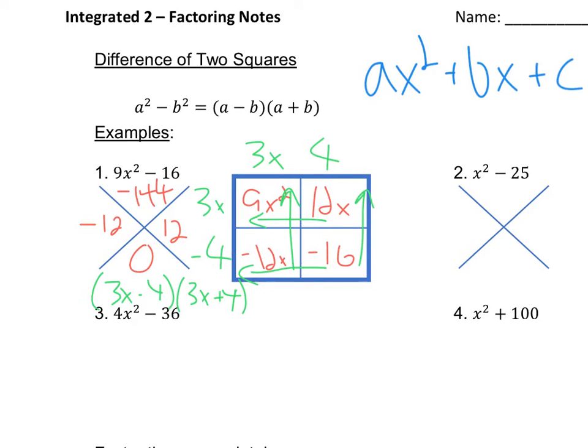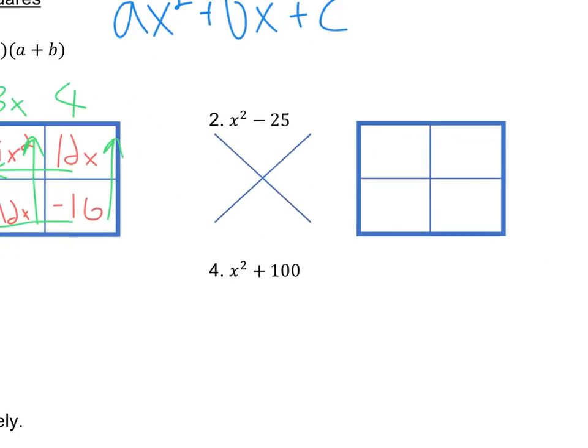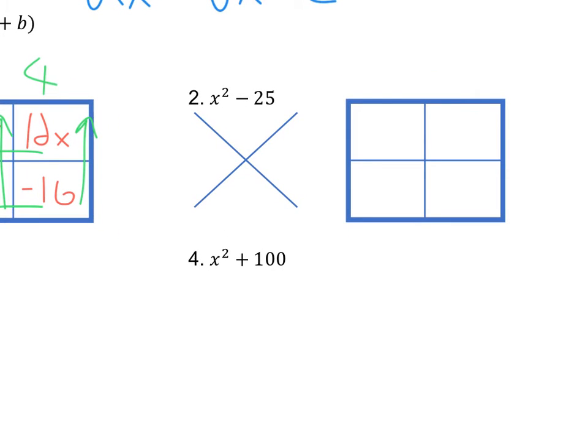So let's look at number 2 now. On this one, what's our a? 1. What's our c? Negative 25. So 1 times negative 25 is negative 25, and our b, again, is 0. So what multiplies to a negative 25 and adds to 0? Negative 5 and 5.